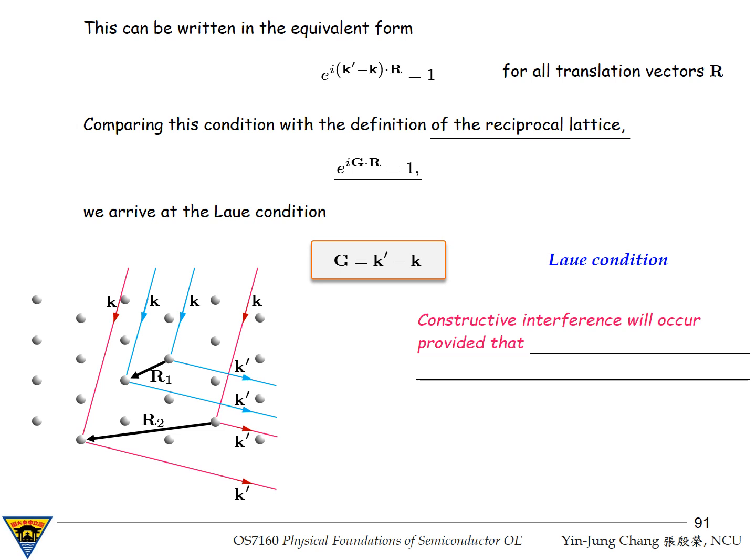So please fill in the blank here. Constructive interference will occur provided that the change in wave vector is the reciprocal lattice vector. This result beautifully connects diffraction experiments with the concept of reciprocal space that we discussed earlier.